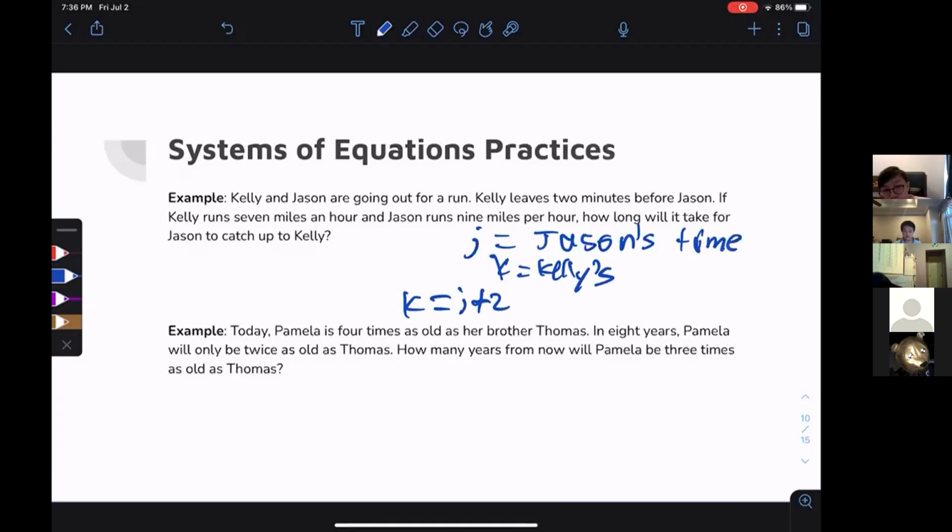And alright, I almost forgot, this 2 is in minutes while these rates are in hours, so it should actually be 1/30th of an hour. So you have 7j plus 7 over 30 is equal to 9j, from which we get 2j is equal to 7/30th, j is equal to 7 over 60. So after 7 minutes, 7 minutes of him running, Jason will have caught up to Kelly. And so that's how you do this problem.